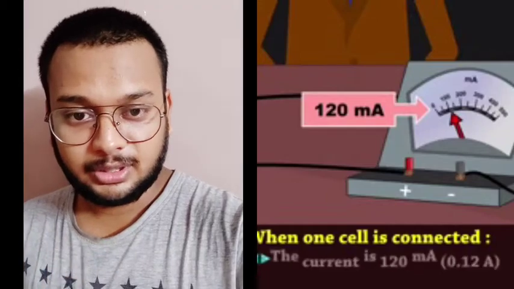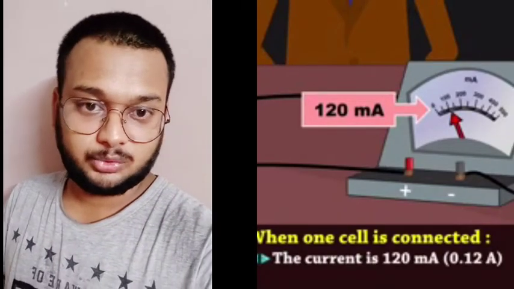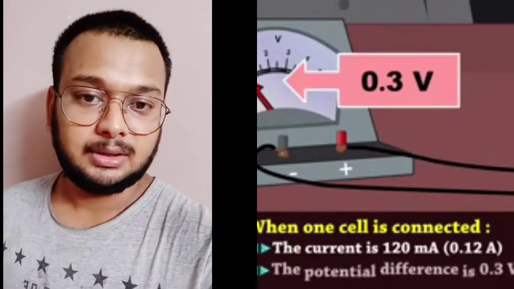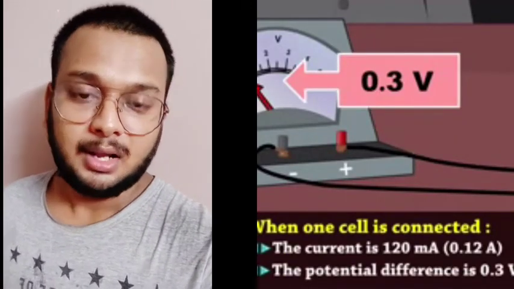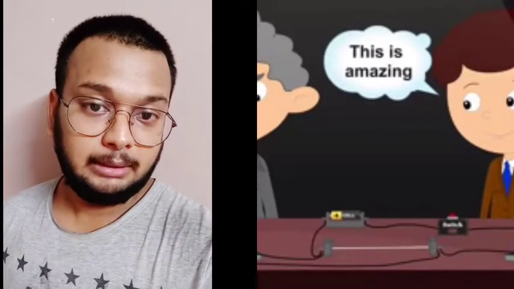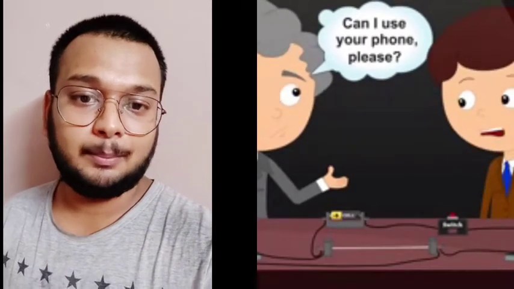So they're switching on the circuit. Now what happens? Any guess? Electricity and voltage are traveling through the nichrome wire, and the readings of current and voltage, the potential difference, are being recorded in the meters. The ammeter recorded 120 milliamps, which means 0.12 ampere current, and the voltmeter recorded 0.3 volts.